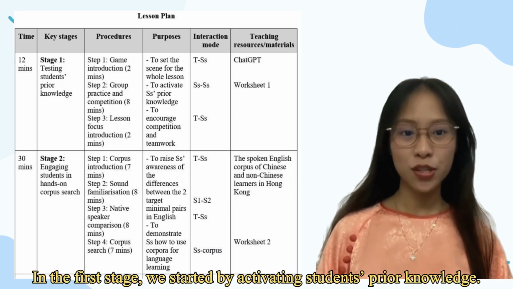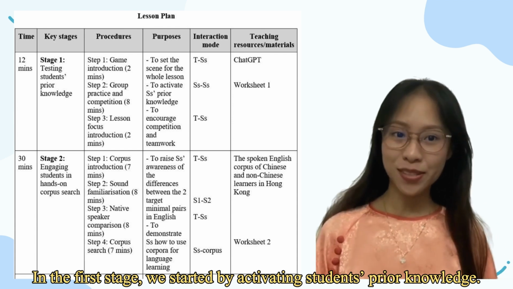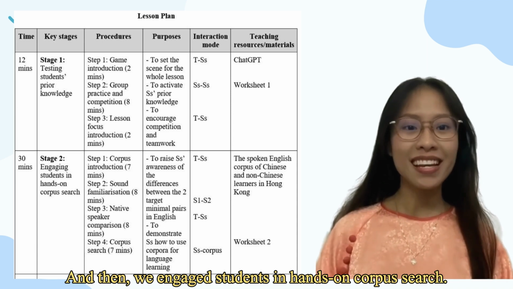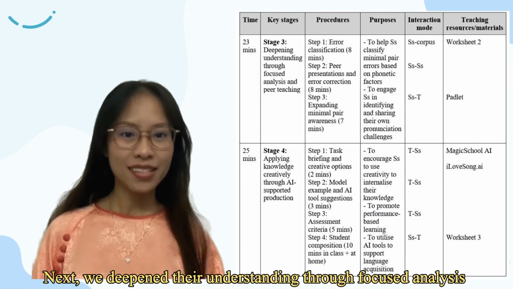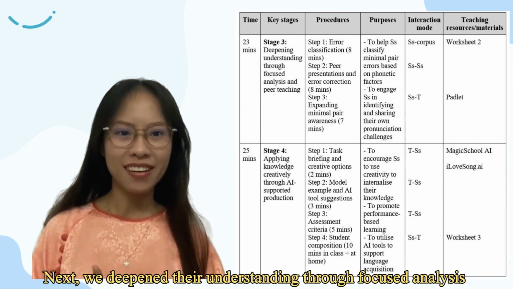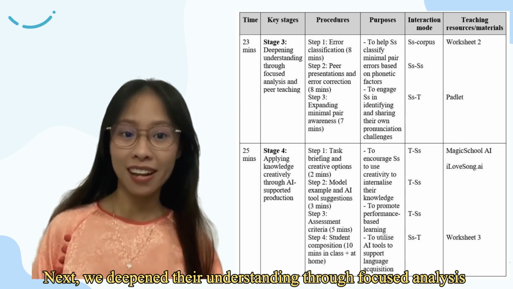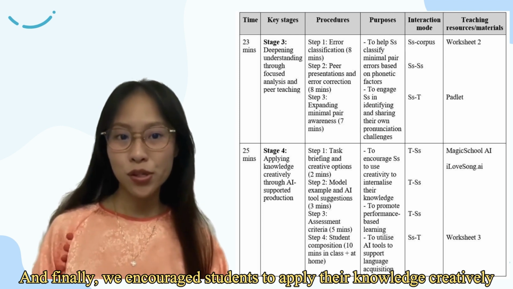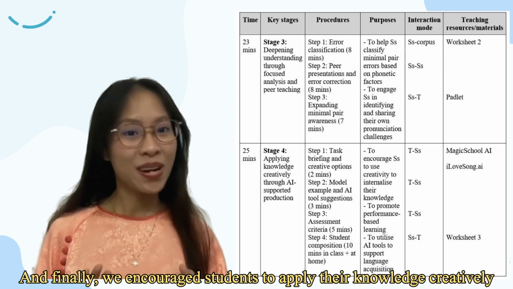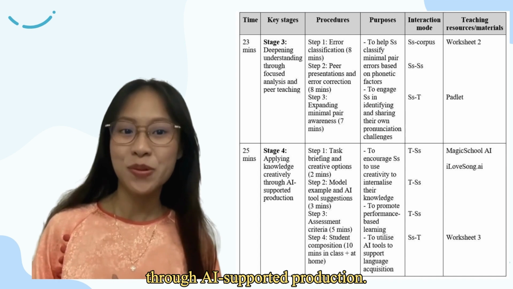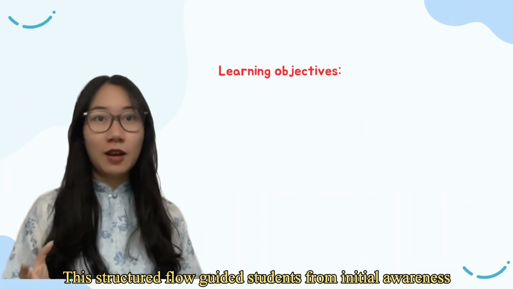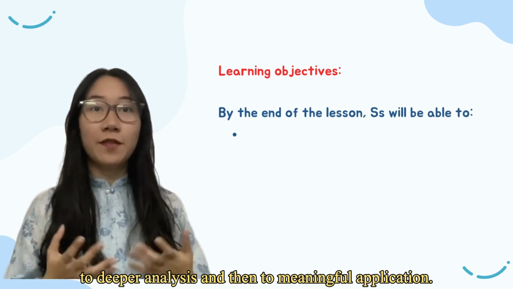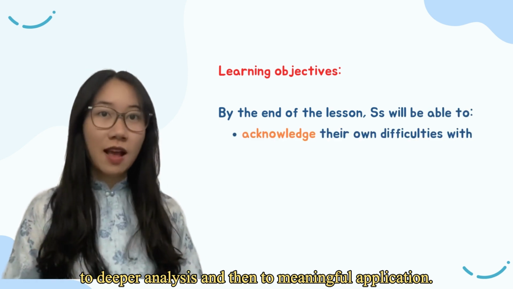In the first stage, we started by activating students' prior knowledge, and then we engaged students in hands-on corpus search. Next, we deepened their understanding through focused analysis and peer teaching. And finally, we encourage students to apply their knowledge creatively through AI-supported production. The structure flow guided students from initial awareness to deeper analysis and then to meaningful application.